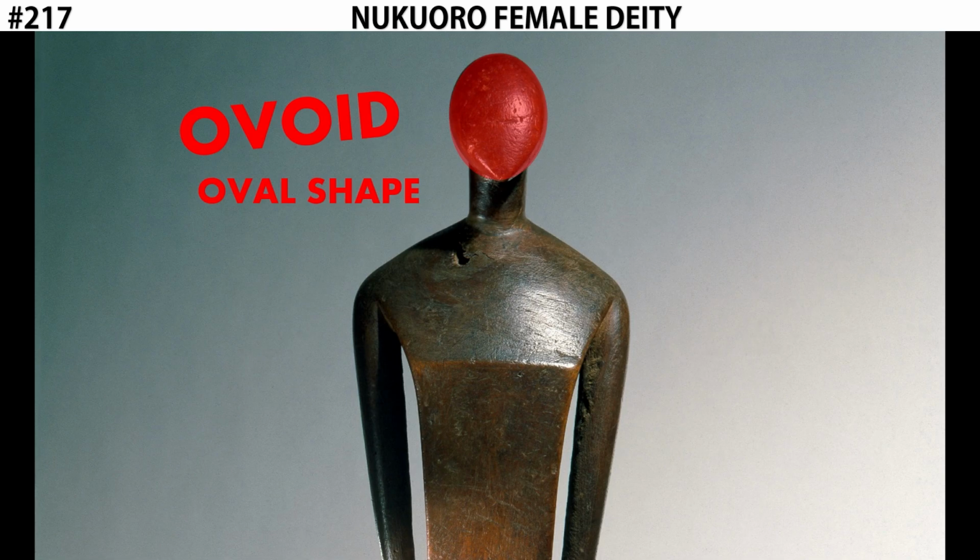Kind of in the same way that you might have a sphere for a circle, but this is less perfectly round and more ovally. But this ovoid head doesn't have any real features. There's no shapes to hint at a nose or a mouth or eyes. It's just kind of a flat form.